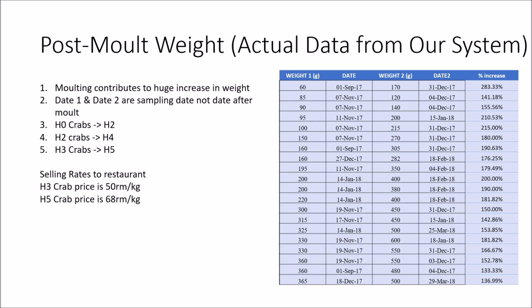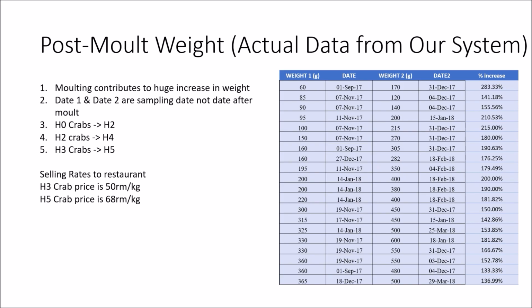So does it mean that your margin increases 60% after it molts? Not necessarily, it can be more than that. Why? What we have here is H3. H3s are crabs with weights from 300 to 400. H5 are crabs ranging from 500 to 600. That is a naming system we use in Malaysia that follows the naming system in Indonesia. If you are in, for example, the Philippines, you probably work with a naming system called M1, M2, OS1, OS2. Different countries have different naming systems.